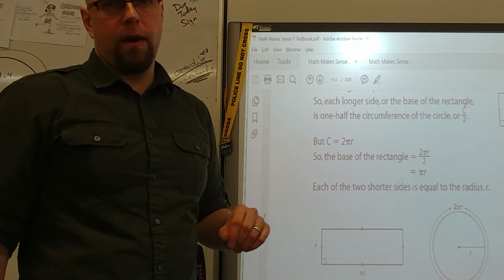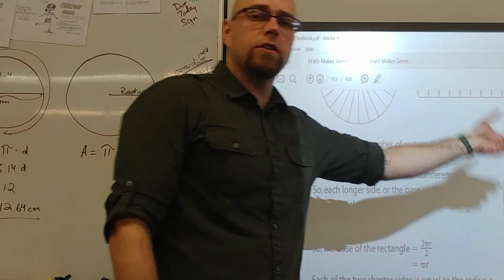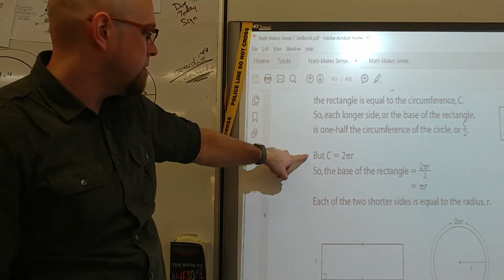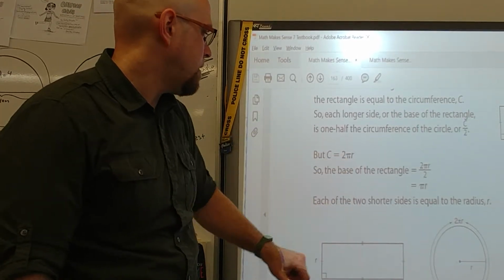So what did they come up with? Basically what they came up with, they said, well, let's say I had a rectangle and I wanted to turn it into a circle. Then I would take the circumference equals 2 pi r.